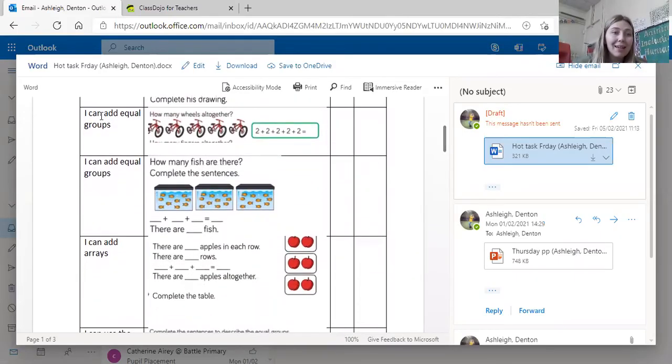There we go. Okay. Let's have a look at this third question together. So my objective this time is I can add equal groups. So we are going to be adding together this time. So let me get my pen ready.